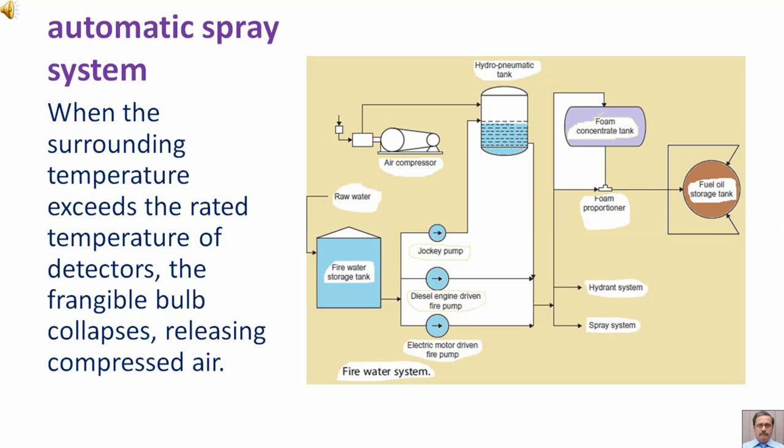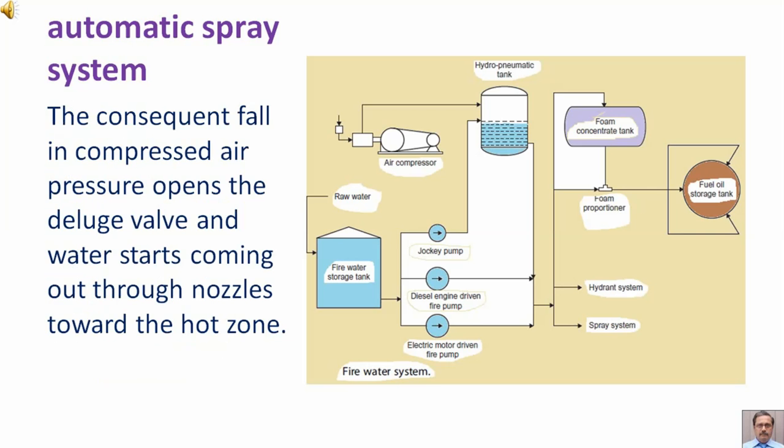When the surrounding temperature exceeds the rated temperature of detectors, the frangible bulb collapses, releasing compressed air. The consequent fall in compressed air pressure opens the deluge valve and water starts coming out through nozzles toward the hot zone.